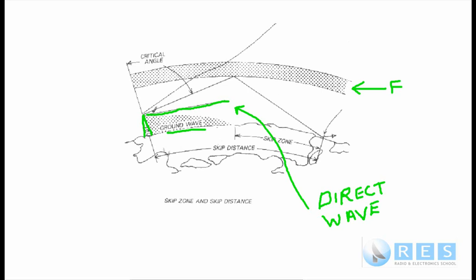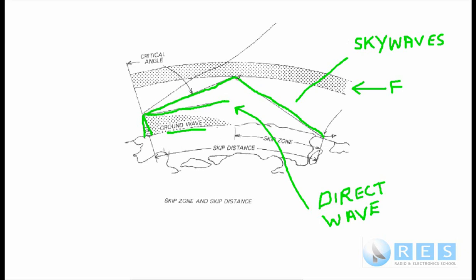A wave that leaves the antenna and enters an ionospheric layer and returns to Earth to be received is called a skywave. You need to know that. All waves that are refracted off the ionosphere are called skywaves. If the frequency is too high, then refraction won't occur.